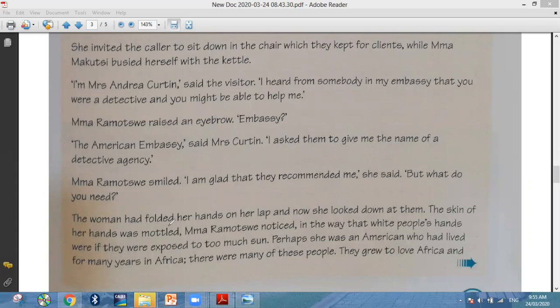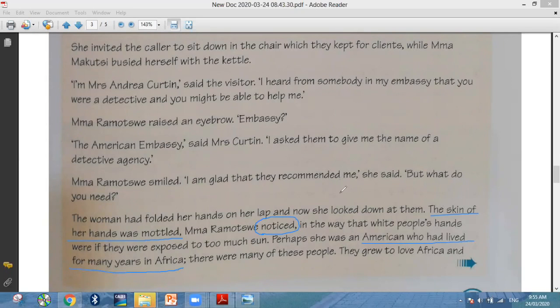The woman had folded her hands on her lap, and now she looked down at them. The skin of her hands was mottled. Mama Ramatswi noticed in the way that white people's hands were if they were exposed to too much sun. Perhaps she was an American who had lived for many years in Africa. There were many of these people.